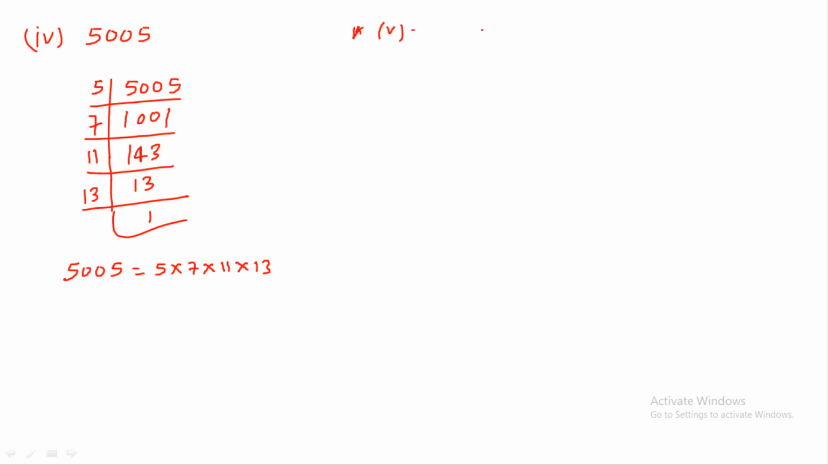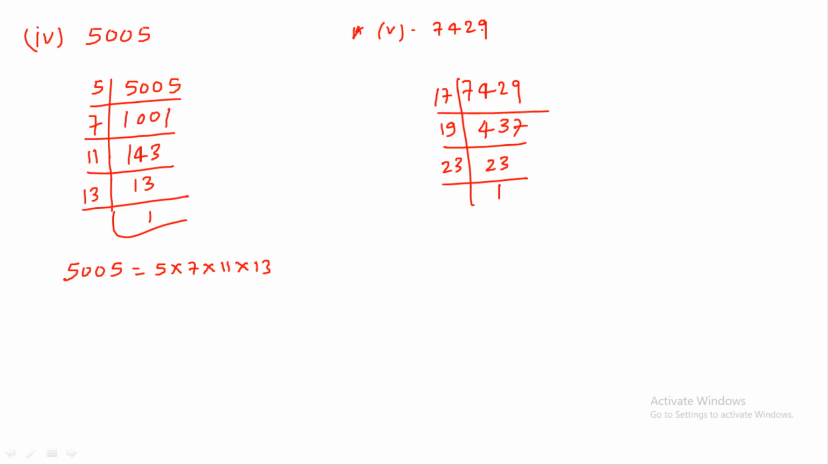Now fifth part, 7429. So we can divide it by 17. So quotient आएगा 437. In the next step we can divide it by 19. जब हम इसे 19 से divide करेंगे तो then we get 23. So now we divide by 23, so we get 1. So then the answer is 7,429 equals to 17 into 19 into 23, and this is the answer.